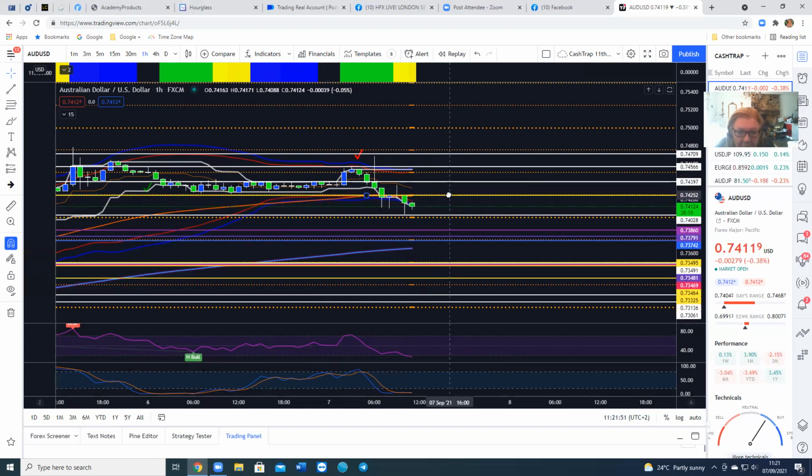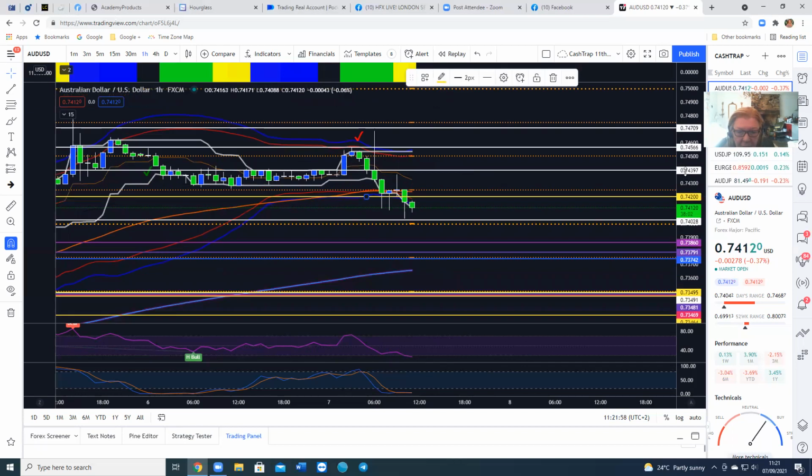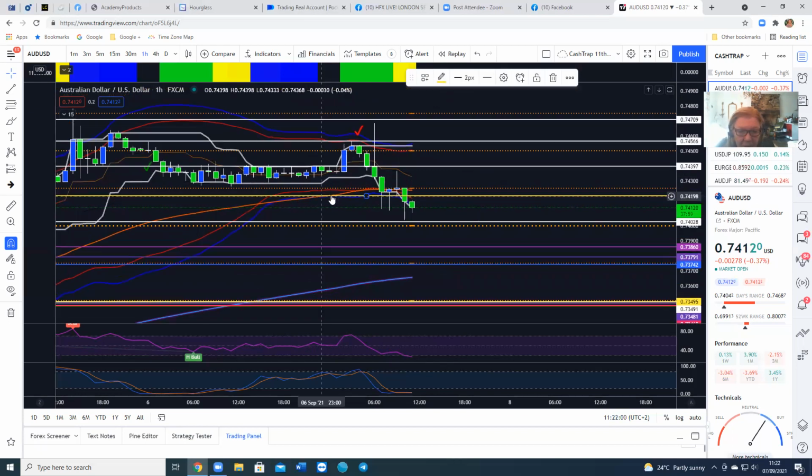Now this is a really nice setup because we've got an indecision candle there. I've got something called the 62 moving average. You don't have to use that on this system. It's just one I've been used to before.